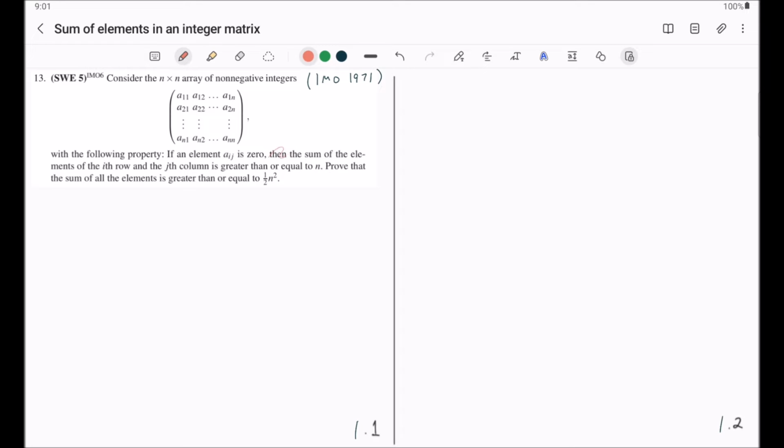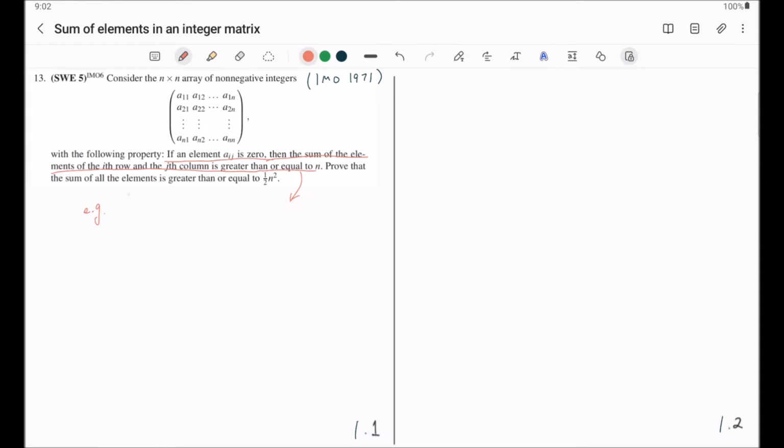Let me clarify this sentence. This sentence means if a particular element here is 0, then you sum up all the elements in the column that this element lives in, together with the sum of elements in the row where this element lives in. That sum will be greater or equal to n.